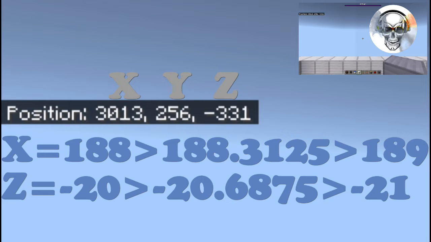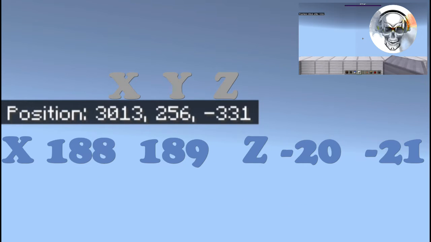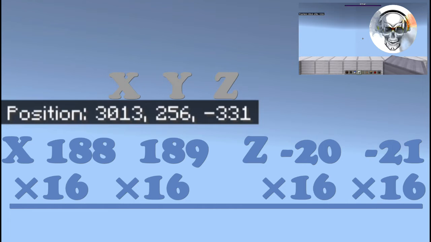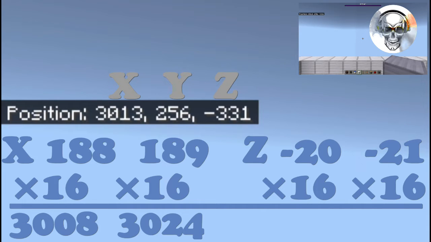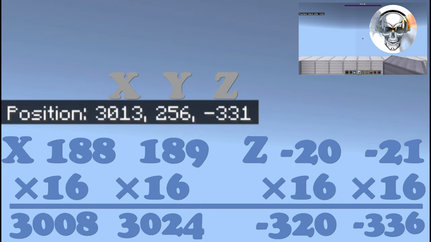We're going to use those numbers and multiply by 16 to get the two coordinates that we're going to need. We take 188, multiply that by 16, and that gets us 3008. Then we take 189 and multiply that by 16, and that gets us 3024. For the Z coordinate, we take negative 20, multiply that by 16, and that gets us negative 320. And if we take negative 21 and multiply that by 16, we get negative 336.